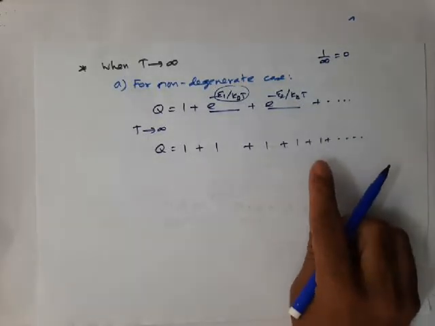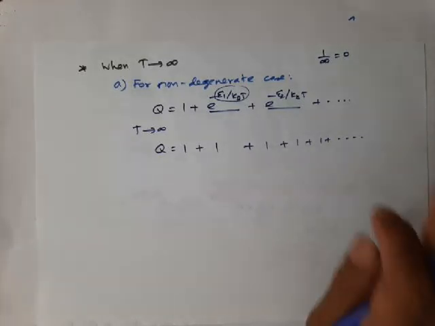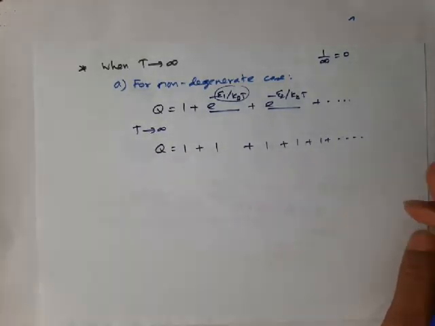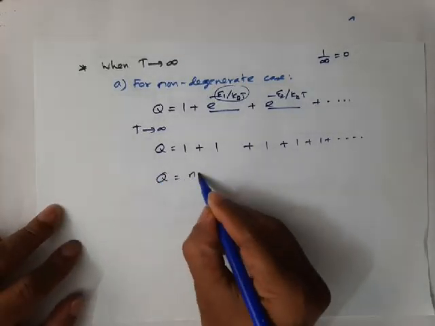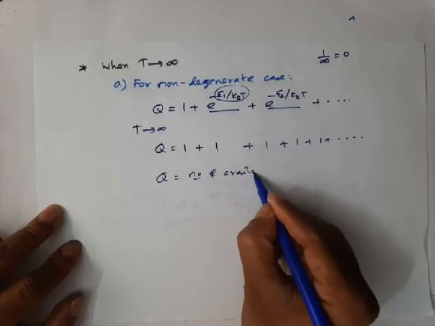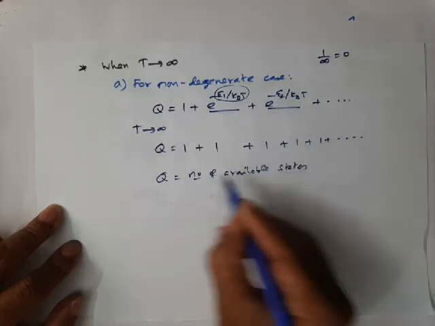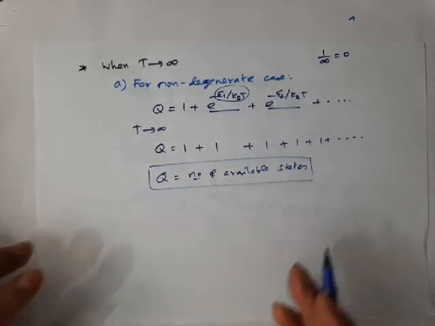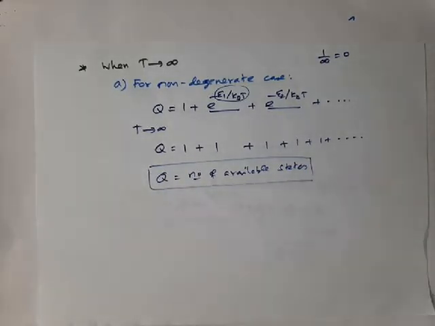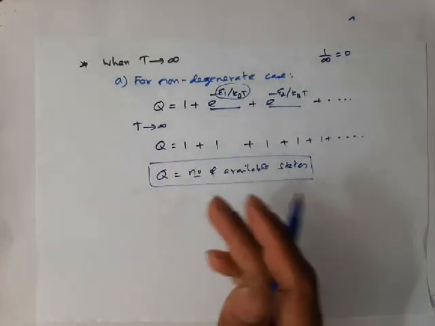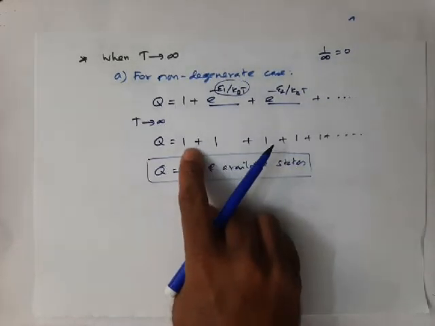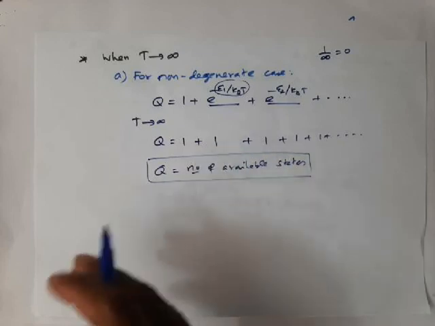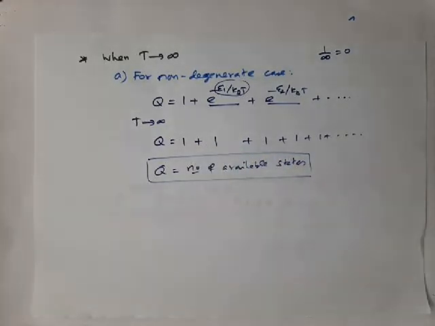Listen, how many states are actually available? Up to the available states, you will get 1 each. So Q is equal to the number of available states. Simple. If a system consists of say 100 states, each of the 100 states will contribute 1, so you will get 100. If the system consists of 1000 states, all the 1000 states will give 1 each, so you will get the Q value equal to 1000. So that's the point.